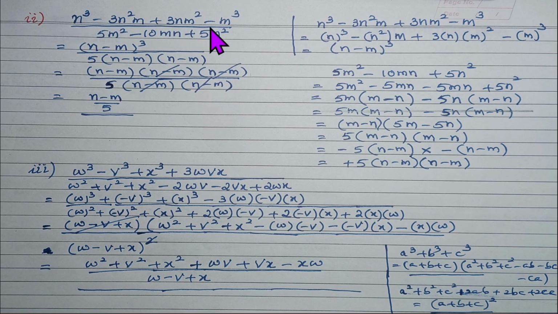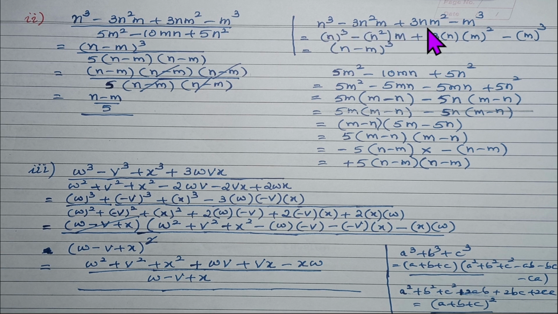Now we are given a rational expression n cube minus 3n square m plus 3nm square minus m cube divided by 5m square minus 10mn plus 5n square. Now to simplify that, I have taken the numerator separately, so I have to carry out the factorization of that. If you look at the polynomial here, the first term is n cube, the last term is m cube with a minus sign, therefore possibly it is a cube minus b cube form.